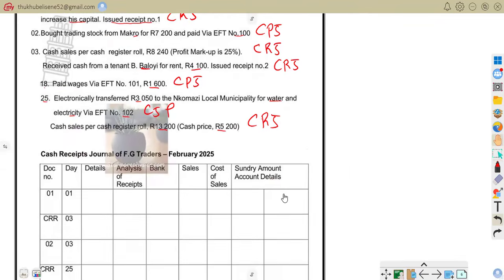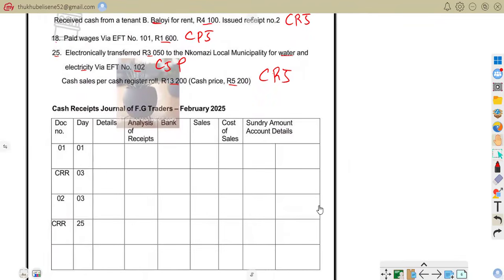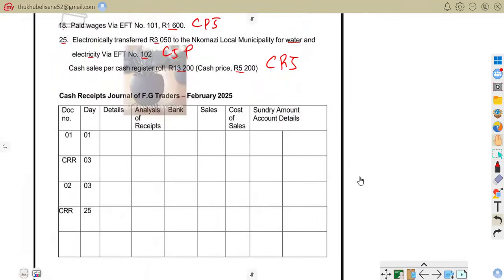So this is what we are going to do. So now let us go to our cash receipt journal answer book. Remember, we're told to have these columns of analysis: receipts, bank, sales, cost of sales, as well as what? Sundry accounts. Also, we have to have details and the date the transaction took place, not forgetting the document number. So that is that.